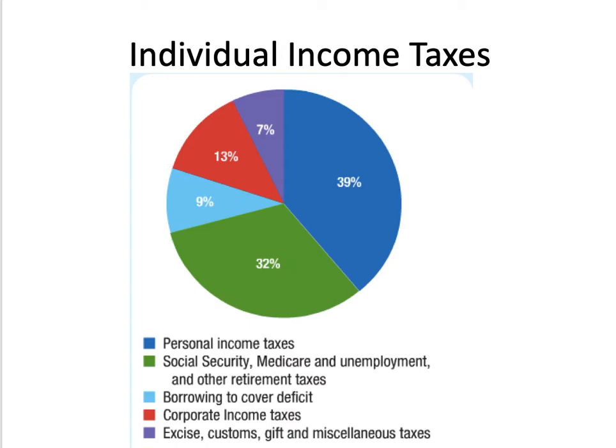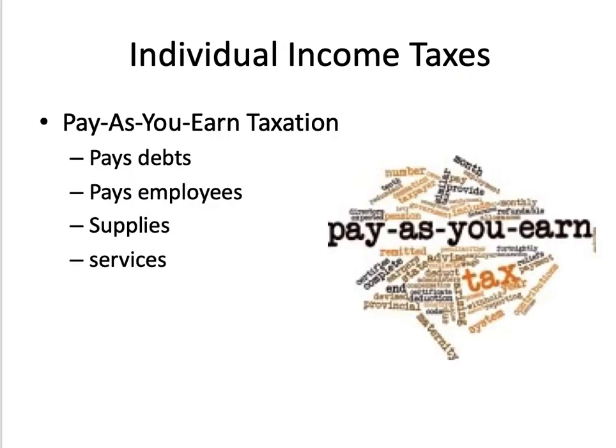You would find that the greatest amount of taxes that are collected is the income tax. And then Social Security, Medicare, and unemployment is second, and so on and so forth. So the income tax is a big provider of revenue for the federal government. Now, there is individual income taxes.